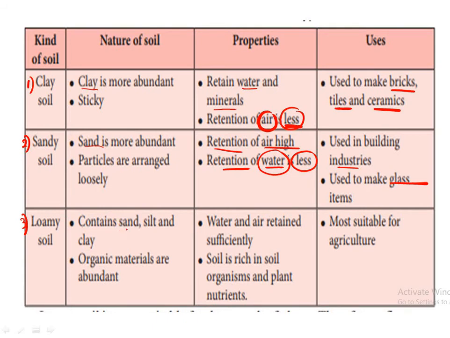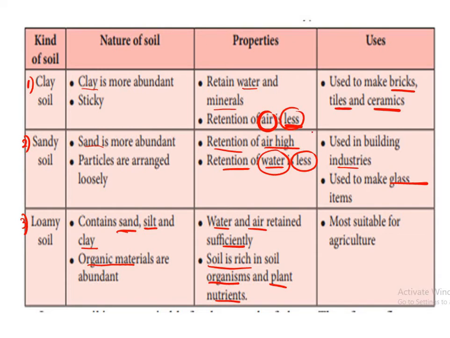Loamy soil. The nature of the soil is that it has sand, silt and clay in it, and organic materials are very much abundant. For the properties, water and air retention is sufficient, and this soil is very much rich with soil organisms and plant nutrients. This is very much suitable for agriculture.